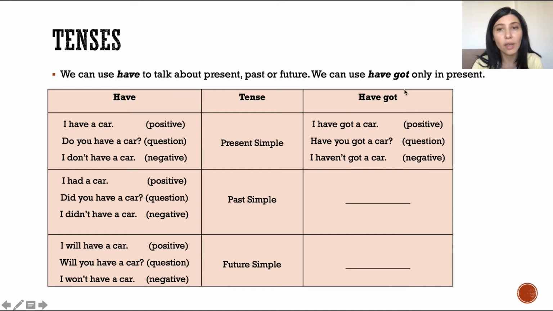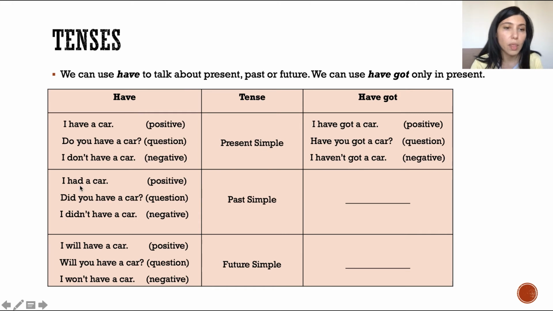But if you look at have got, you will see that the positive is, I have got a car, but the question is not formed with do or does or any other auxiliary verbs. In the question, the word have moves to the beginning of the sentence before the subject you. So, have you got a car? And the negative is, I haven't got a car. Again, there is no auxiliary used, so we just say I haven't got.